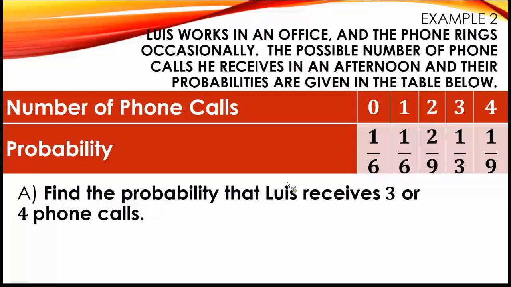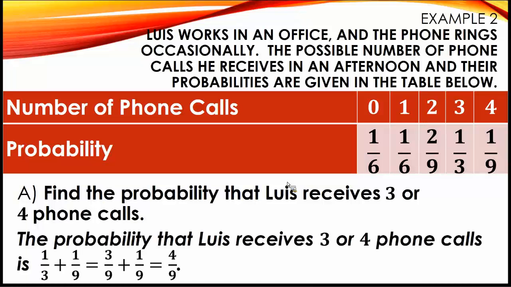For example 2, part A, find the probability that Lois receives 3 or 4 phone calls. So Lois works in an office and the phone rings occasionally. The possible number of phone calls he receives in an afternoon, and their probabilities are given in the table below. So find the probability when he receives 3 or 4 phone calls. Well, the probability that Lois receives 3 or 4 phone calls is 1/3 plus 1/9. It's 1/3 for 3 phone calls, it's 1/9 for 4, so we add them together, get 4/9.